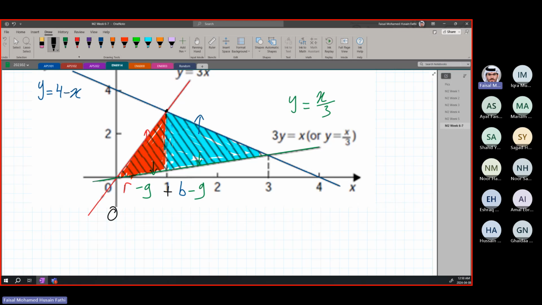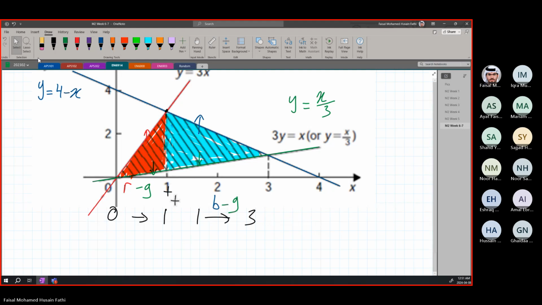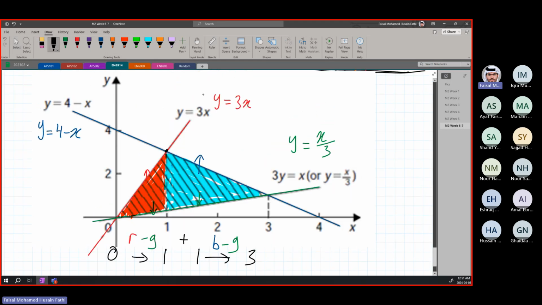So here it says from 0 to 1. From 0 till 1, you're going to do red minus green. Then from 1 until 3, you're going to do blue minus green. Okay? This is the whole concept I am trying to say, and you're going to obviously add them up together later on. So this is going to be over here, and you're going to be adding these two together. And that's it.